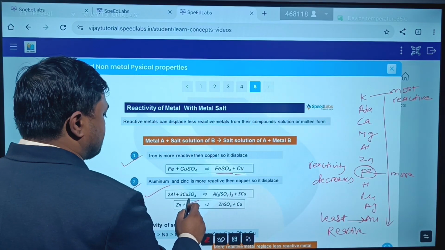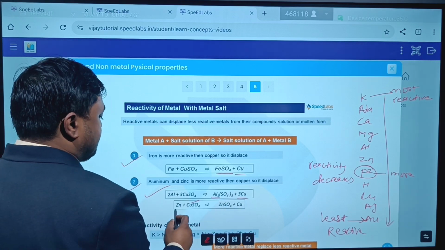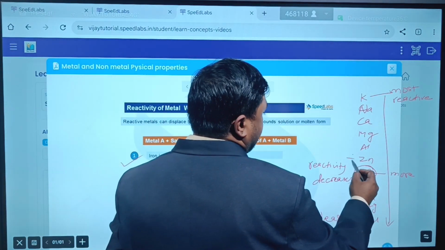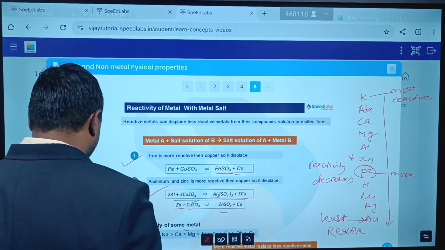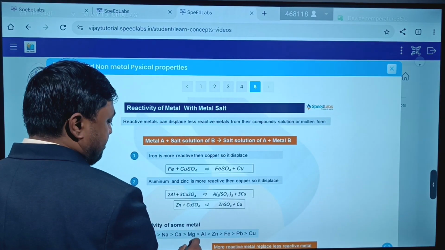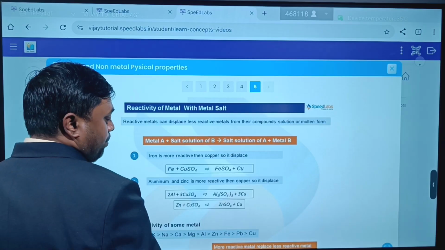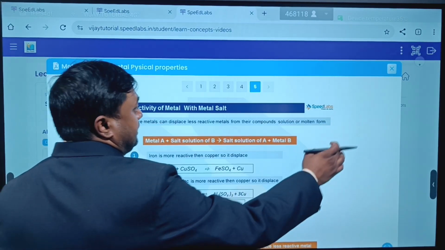Here aluminum plus copper sulfate gives aluminum sulfate plus copper. Zinc plus copper sulfate: you can see zinc is up, which is more reactive than copper, so it forms zinc sulfate plus copper. Yes or no? So here you can see potassium, sodium, calcium, magnesium, aluminum, zinc, iron, lead, copper. This is the reactivity series.